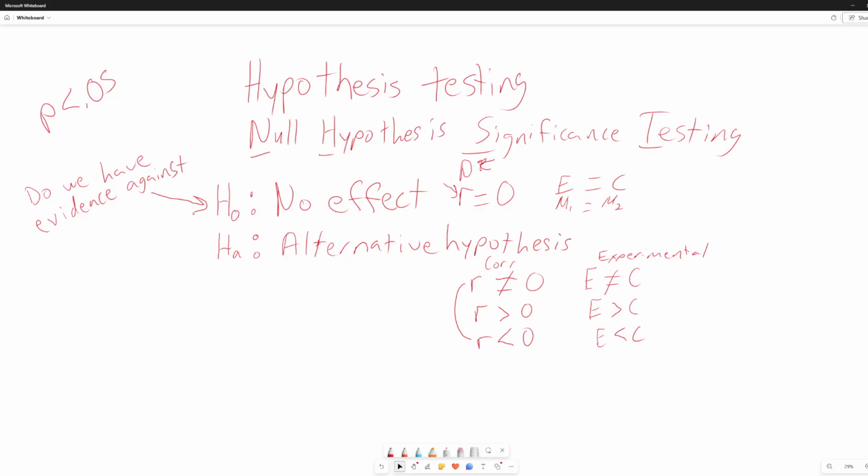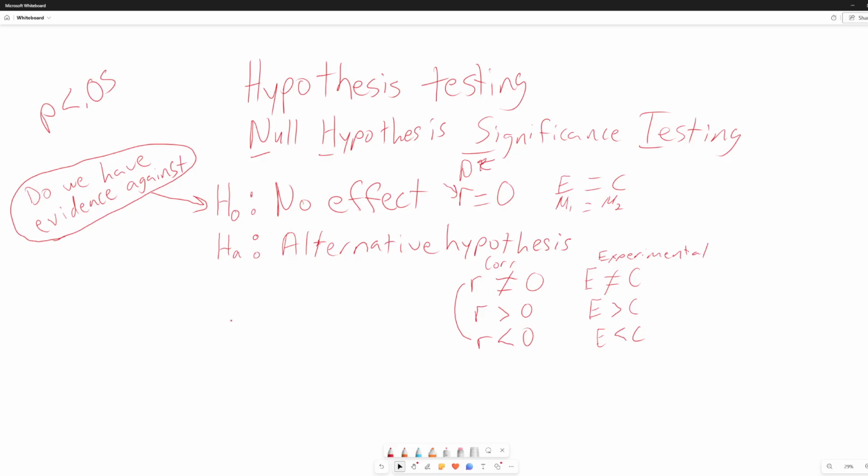To be honest, null hypothesis significance testing has been critiqued for a long time. There are other forms of statistics, like Bayesian statistics and things like this, that work in a slightly different framework. That being said, a lot of science still operates and will continue to operate using null hypothesis significance testing. But again, this is the big question that we are asking: do we have evidence against the null hypothesis?